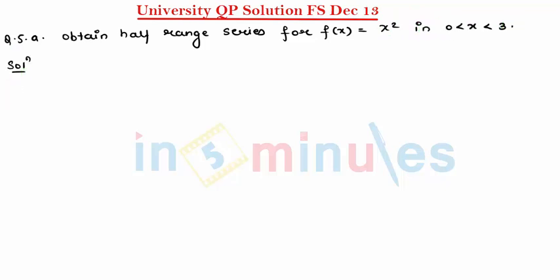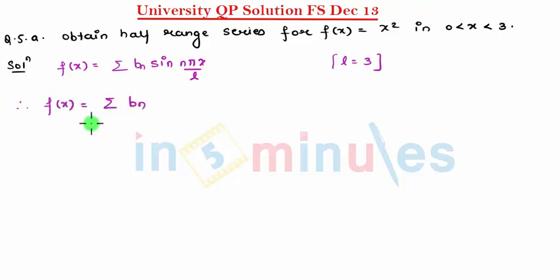Start with the solution. We need to obtain the half range sine series. So I define f of x, which is equal to summation bn into sine n pi x divided by L. So that's the general series. So we need to write n pi x divided by L, where we can write the value for L is 3. Therefore f of x comes to be summation bn sine n pi x divided by 3.